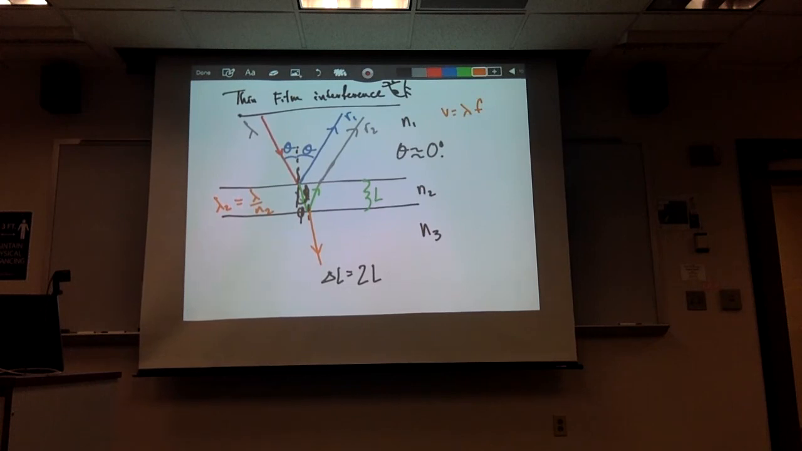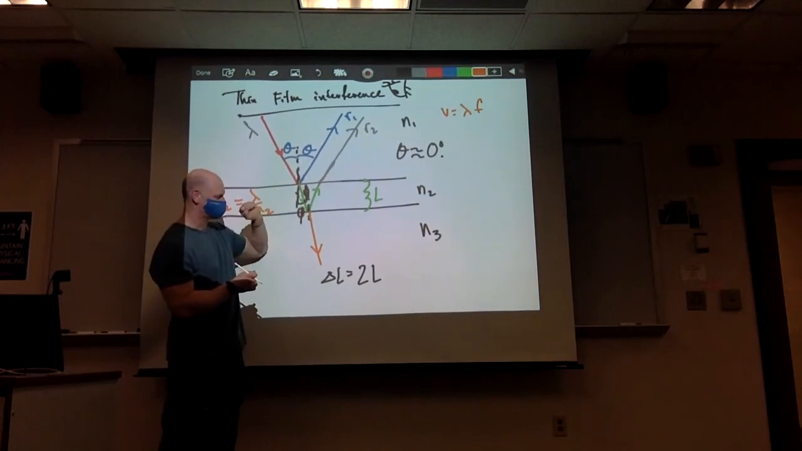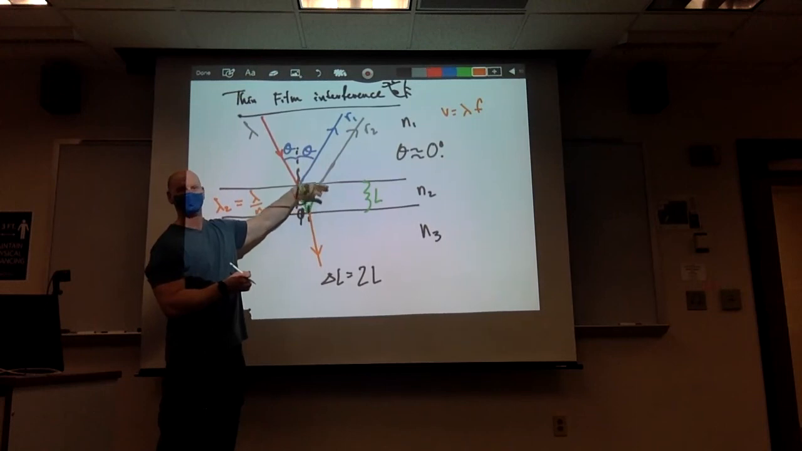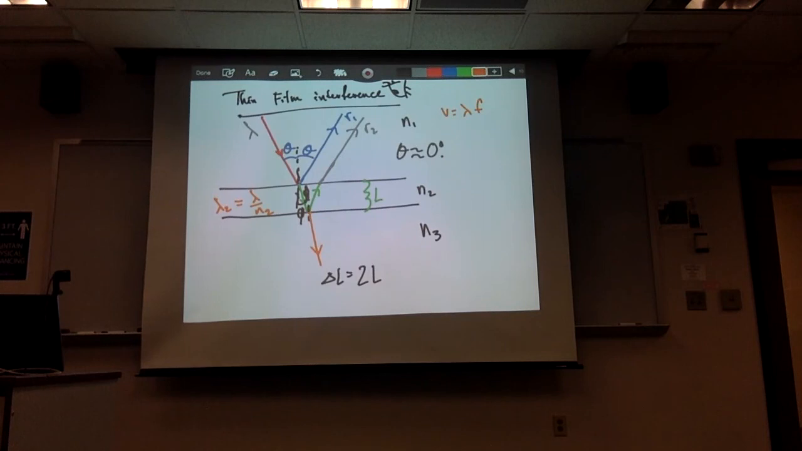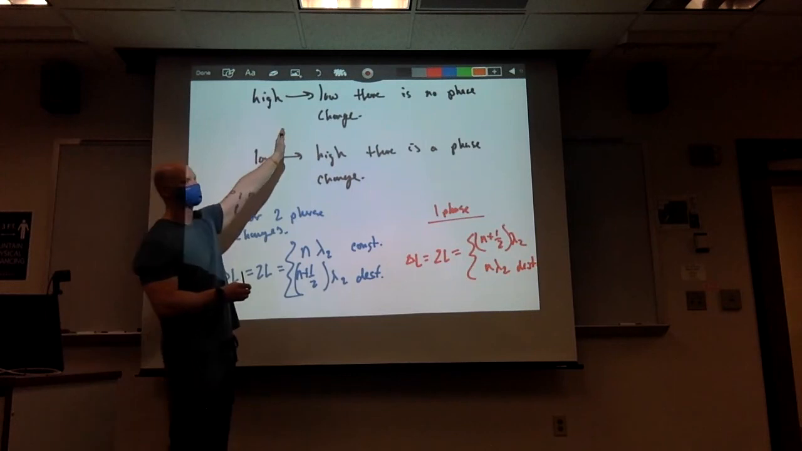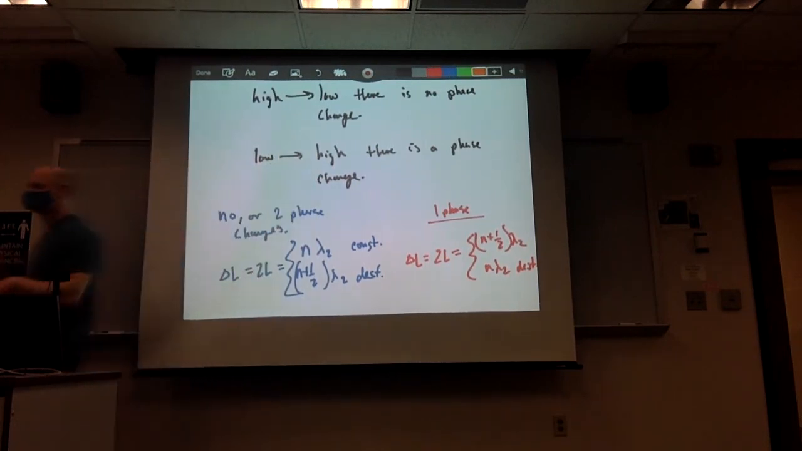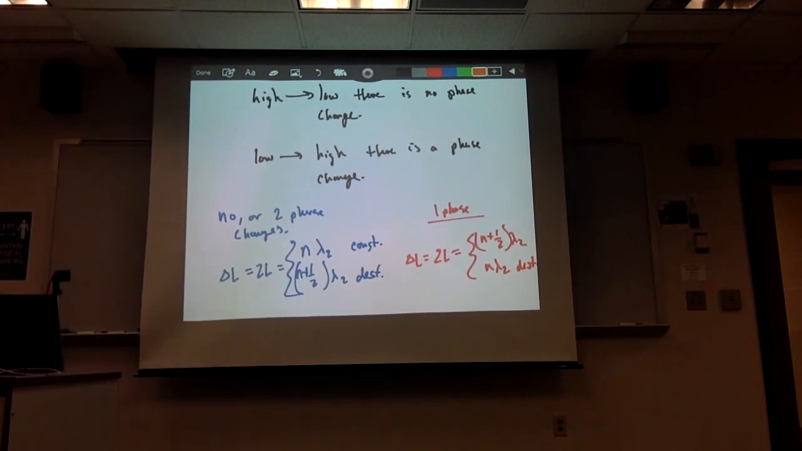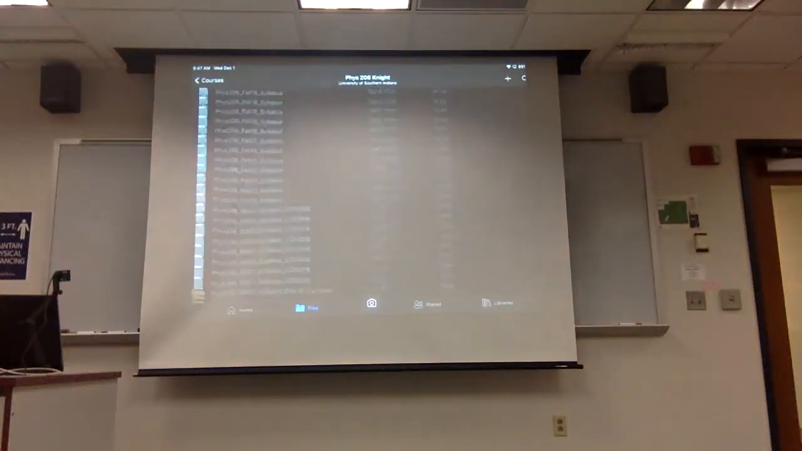So then guys, here again, we have to pay attention to multiple things. We have to pay attention to the path length difference, which is simply going to be twice the thickness. But then we also have to look at how the indices of refraction all line up with each other. How many phase changes do I have? Do I have one phase change? Two phase changes? No phase changes? The way I know the number of phase changes is, if I go from a high index of refraction to a low index of refraction, that is no phase change. But if I go from a low index of refraction to a high index of refraction, that is a phase change. So let's do an example. Let's see how all this works.